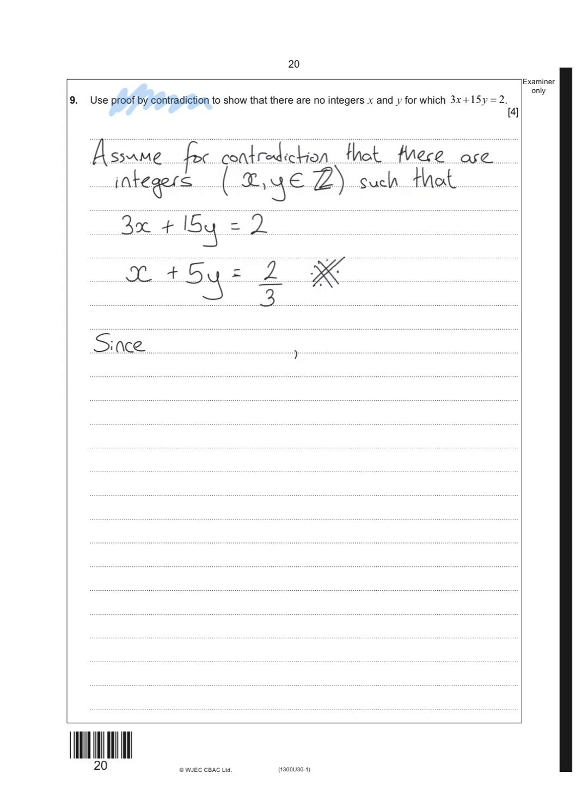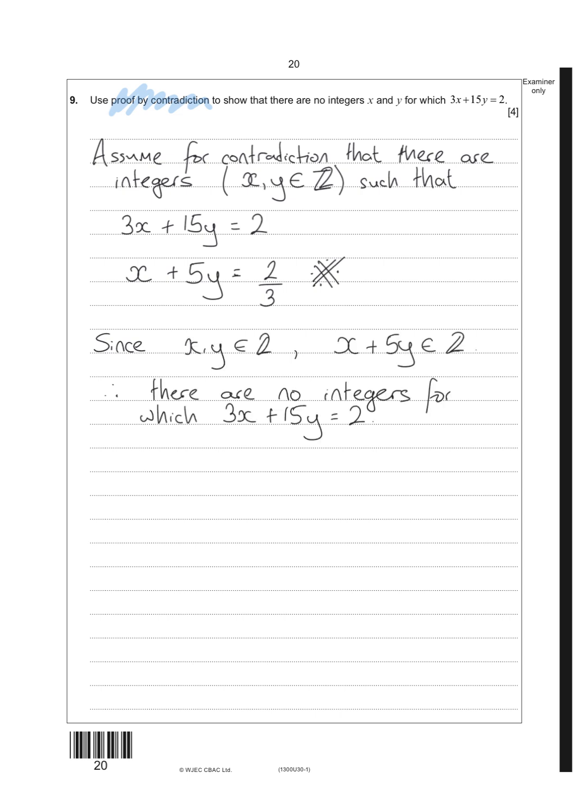Therefore, there are no integers for which 3x plus 15y equals 2.